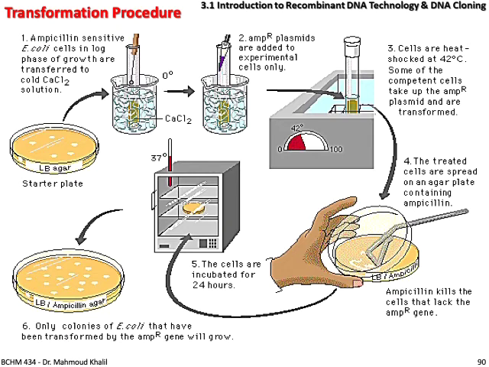Then we plate these bacteria on the LB agar which has ampicillin and incubate overnight at 37 degrees. Only colonies of E. coli that have been transformed with the ampicillin resistance gene will grow. The others, which didn't take up the plasmid, will die.